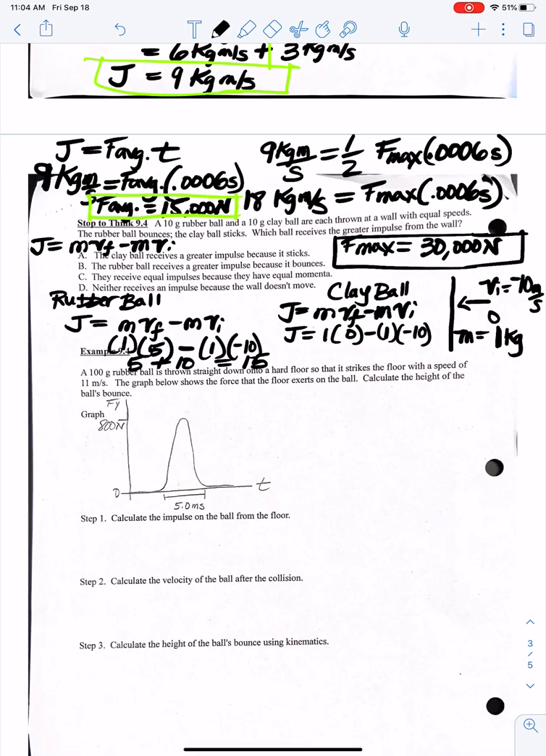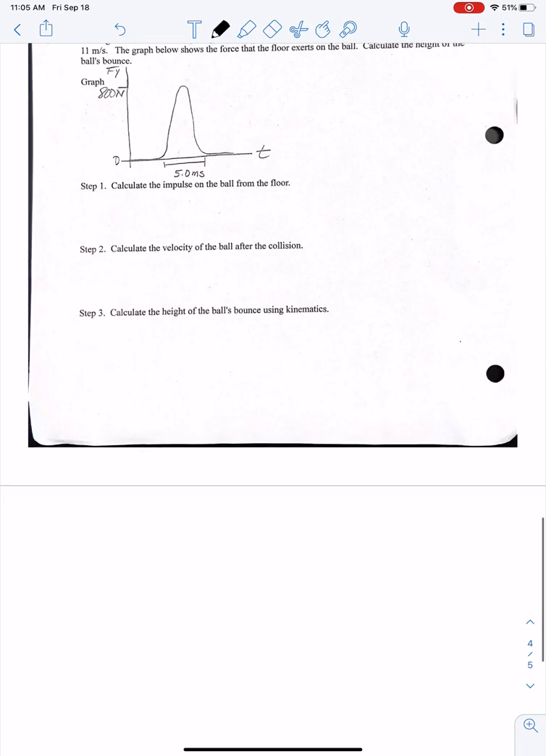So we can say that here, 1 times 0 is 0. We have 0 plus 10. So obviously the ball that doesn't bounce has a J value that is less than the ball that bounces. All right, so the correct answer is the rubber ball receives the greater impulse because it bounces. Answer B. Okay, almost done here.